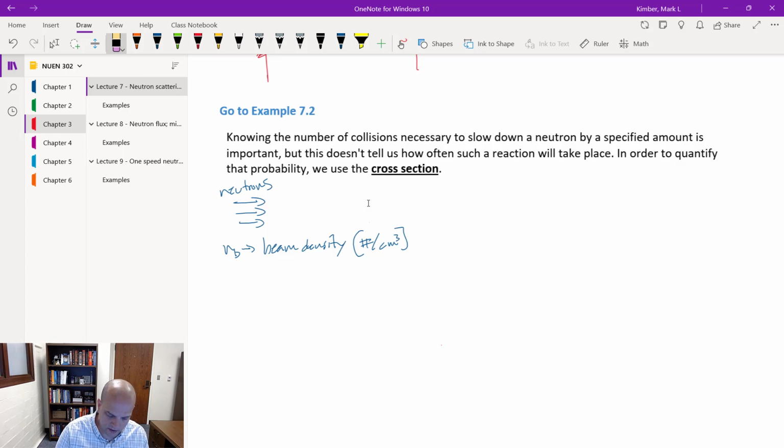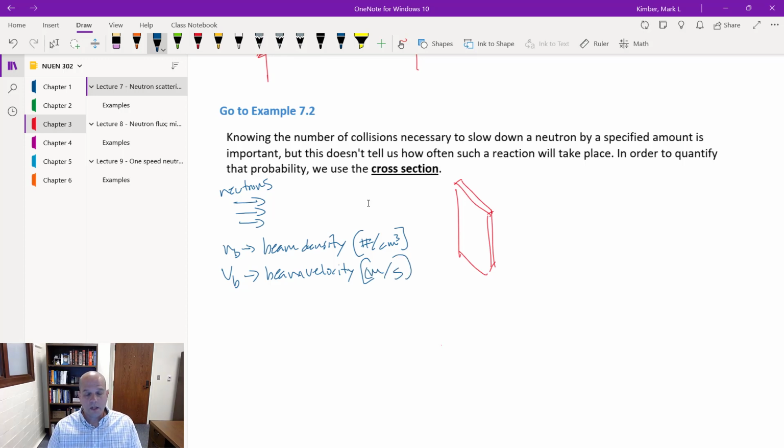Actually, I got to move that because we're going to have some target, and it's going to be very thin. Oh, we forgot one more. So we have the velocity of those, so the beam velocity. So that's going to be in units of centimeters per second. So the product of those two are going to be what's known as my neutron flux.